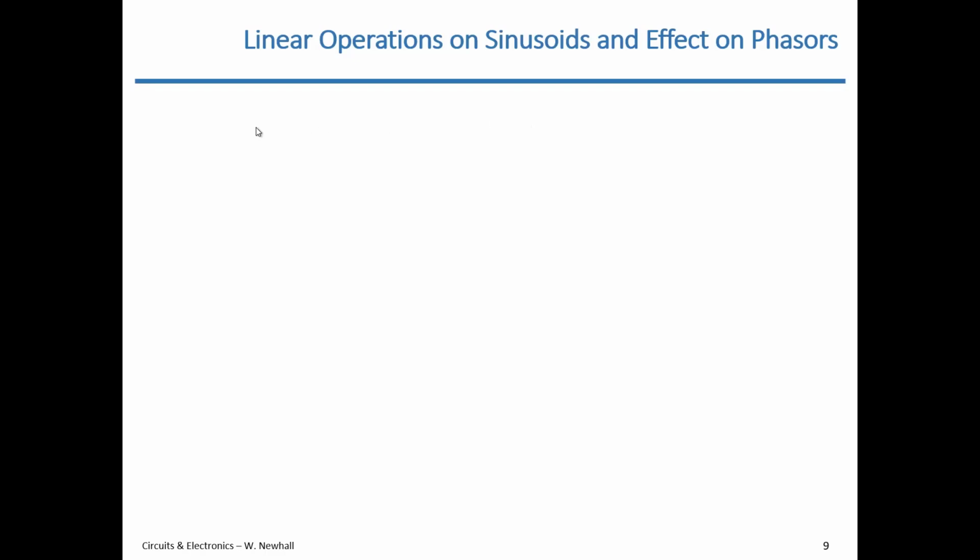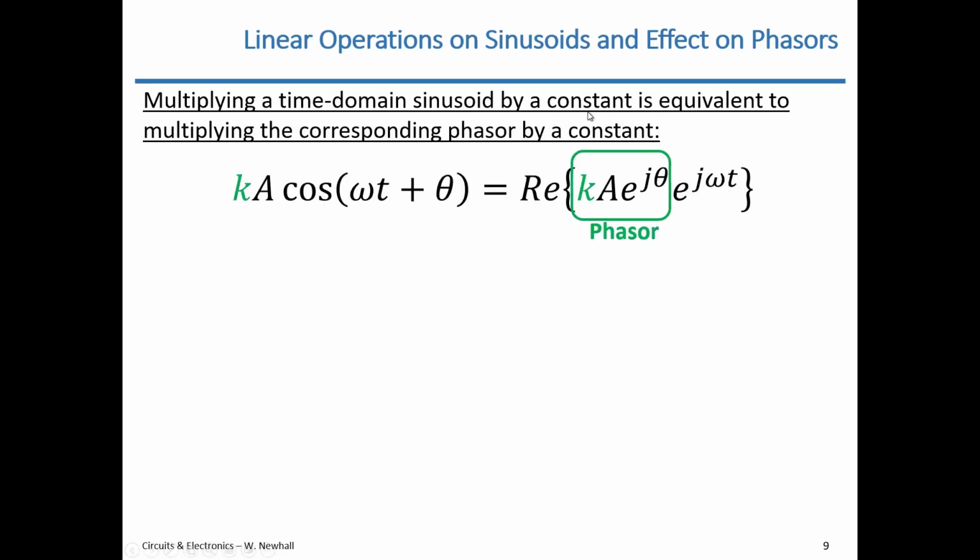Well, multiplying a time domain sinusoid by a constant is actually equivalent to multiplying the corresponding phasor by a constant. So if I multiply left and right side of this equation by k, I can take the k inside the real operator here, and the phasor just gets bigger by factor k. So you make a cosine bigger by multiplying by k, or smaller. You make the phasor bigger or smaller by k. That's how you handle multiplication by a constant.